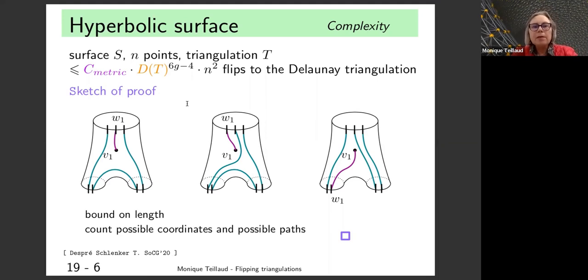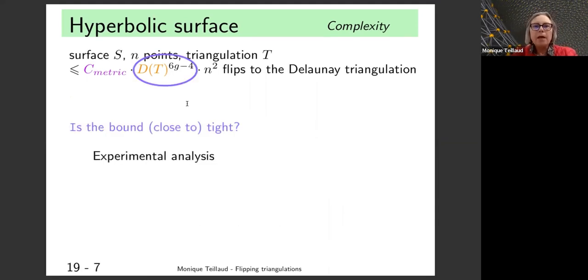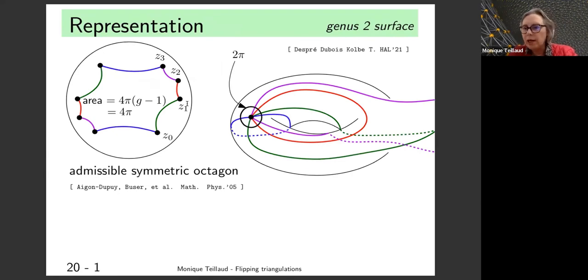But then the question is whether this bound is really tight or close to tight. At this point, we decided to experiment, to do some experiments to get an idea whether this bound is realistic, and the conclusion is that it looks much too high. I'll sketch how we performed the experiments. We have several ingredients. The main ingredient is given by a paper by Egon Dupuis, Boozer, and other people, and they show that you can always define any genus two.